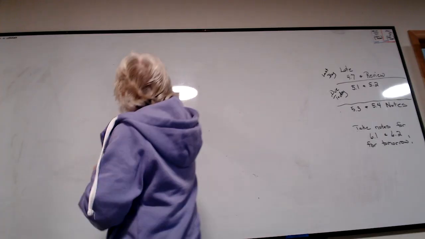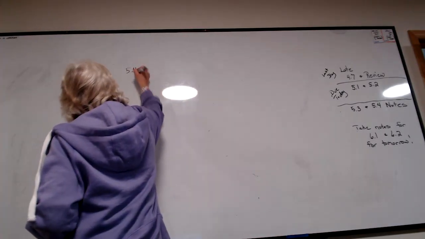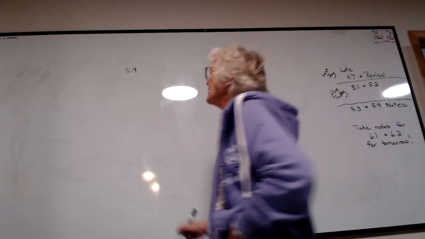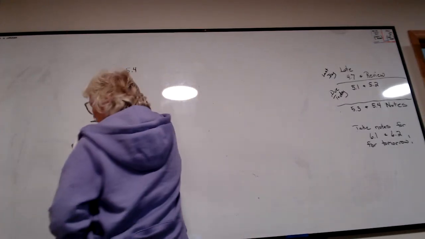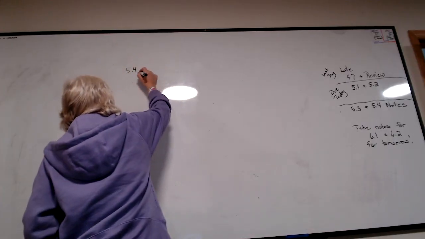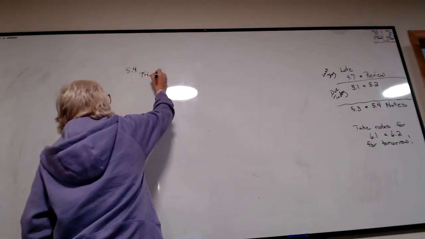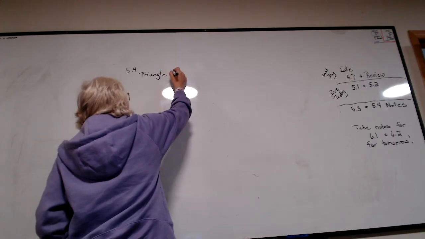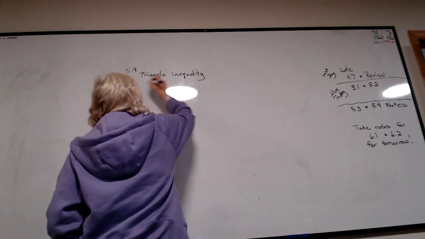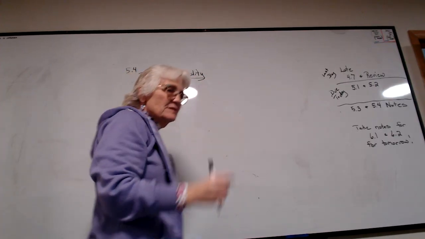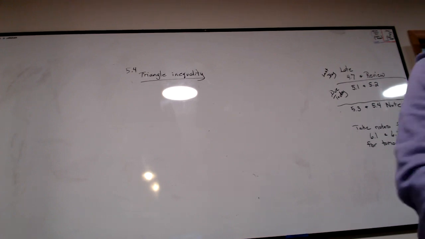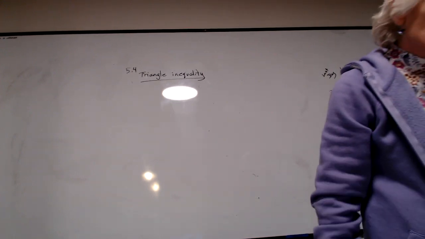Okay, so 5.4 is titled the triangle inequality theorem. This is a little bit different. It's not the sides and the angles. This is all about the triangle. So this is triangle inequality. Okay, so that's what this is about.